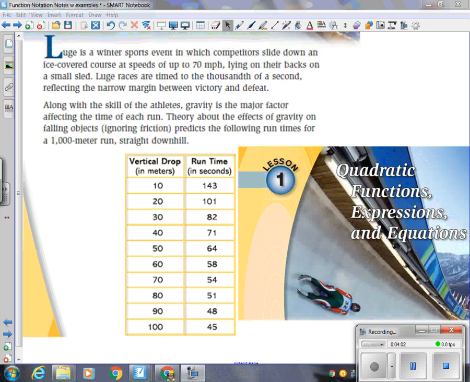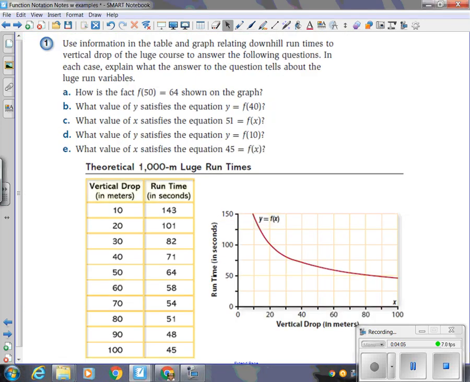Let's just see what we can do with the data. All right, I goofed when I printed your notes. You have the data and you have the graph, but I forgot that you do not have these A, B, C, D, E questions. I don't want you to copy the whole question, but I do want you to copy the part that I'm going to highlight. You have the margin, don't you?